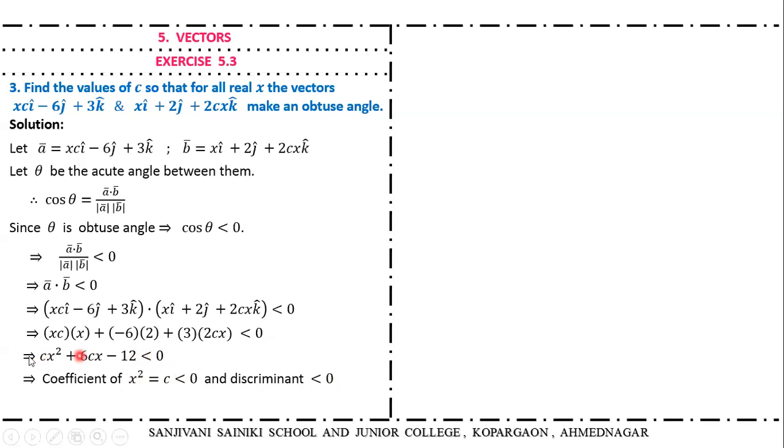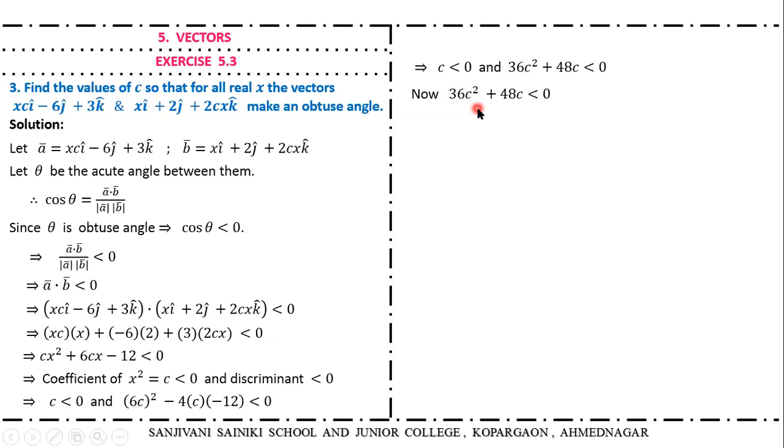If this quadratic expression is less than 0 for all x, then we must have the coefficient of x square less than 0 and the discriminant also less than 0. The coefficient of x square is c, so c is less than 0. We know the discriminant is b square minus 4ac. Put in these values of b and c and you will get this equation. Simplify it: c less than 0 and 36c square plus 48c is less than 0.